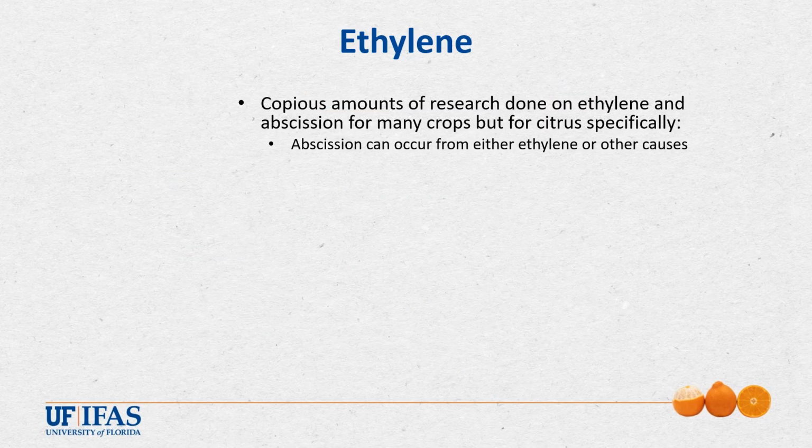There has been copious amounts of research done on the link between ethylene and abscission for many crops, but for citrus specifically, there has been research to show that abscission can occur through an ethylene-independent mechanism, meaning causes other than ethylene result in pre-harvest fruit drop as well.